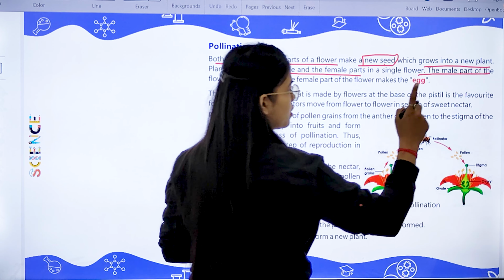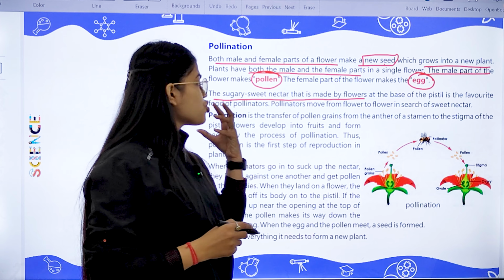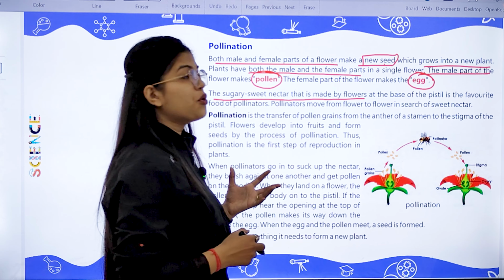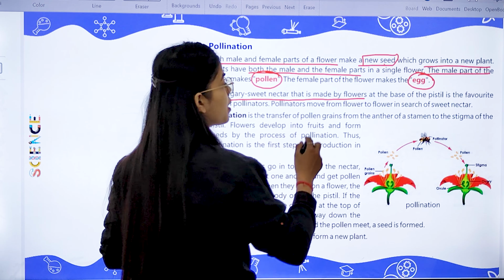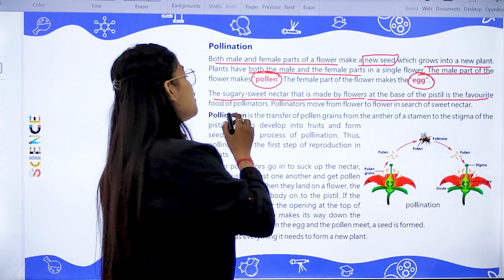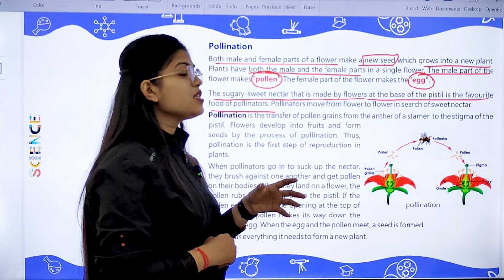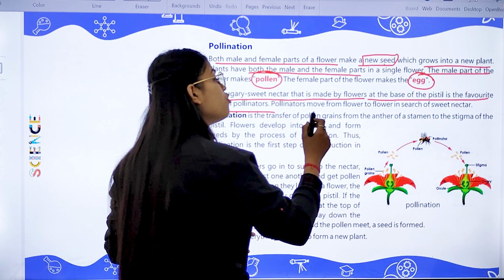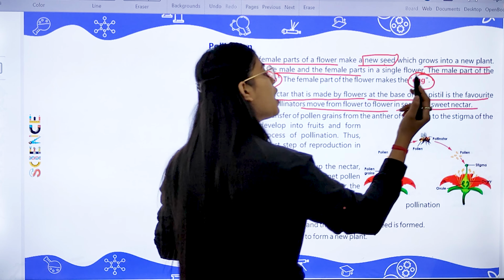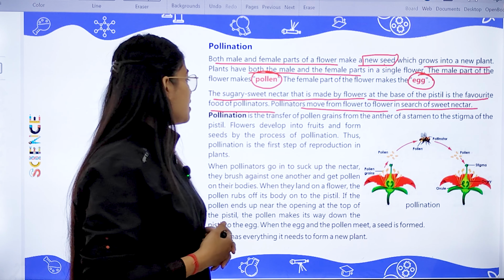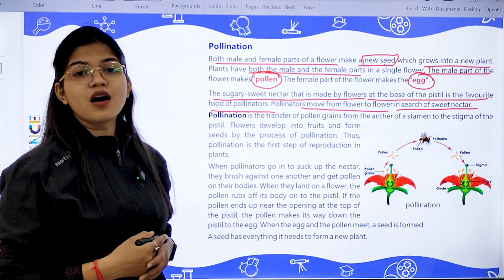Now, as we know, there is a sugary, sweet substance known as nectar. Such a substance is produced by the flowers only, at the base of the pistil. And it is the favorite food of all the pollinators, right? So these pollinators move from one flower to another flower in search of the sweet nectar as their food. And then only this process of pollination occurs.